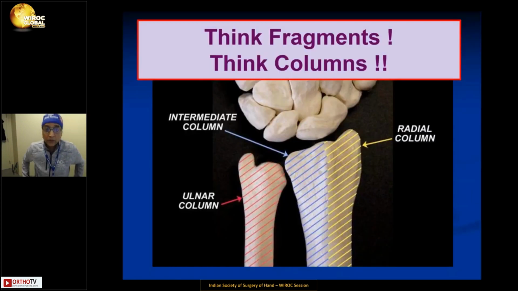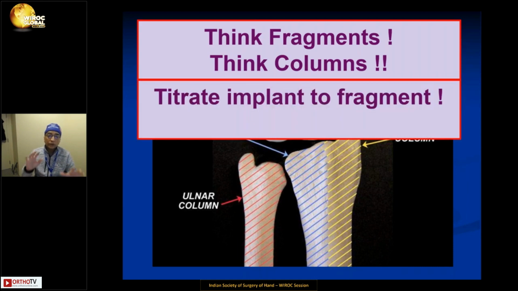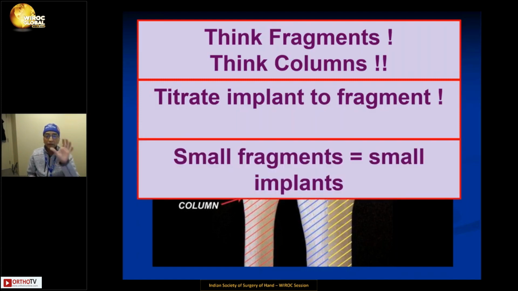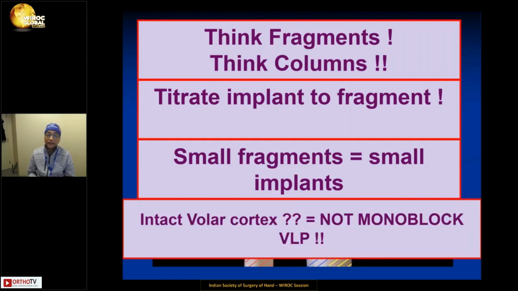So in summary, what I would say to you is, don't look at the radius as one big block. Think fragments, think columns. Radial styloid, die punch, volar lunate facet, ulnar column. We have covered all of these, and I've given you strategies of how to approach each of these. More importantly, don't use one plate for everything. You titrate the implant to the fragment. Remember the mantra, small fragment means small implants. And finally, if you have an intact volar cortex, do not fix with a monoblock plate volarly. Oftentimes, it needs a different strategy to fix that fracture.